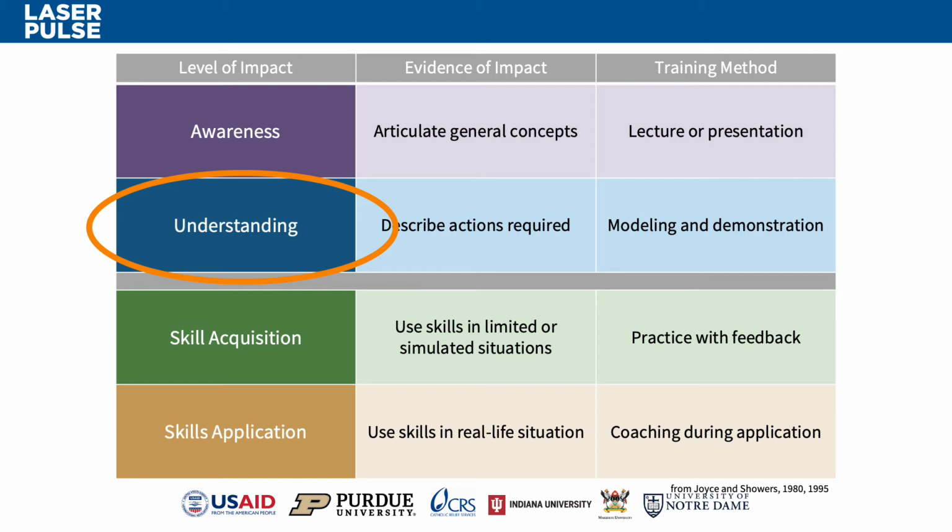For example, you might want a local policymaker to understand the new method of storing crops, but you don't expect them actually to engage in the work of storing the crops. However, if you want your learners actually to develop new skills, both practice and feedback are required. Without feedback, learners may end up practicing the wrong things. Finally, if you want learners to implement the new skill in real-life situations, coaching during application is a helpful strategy.